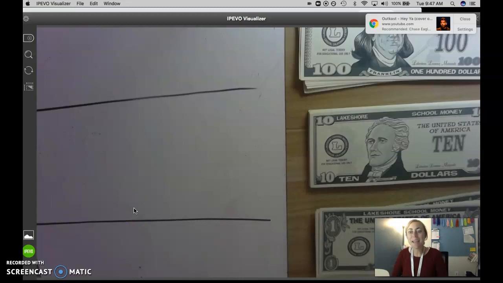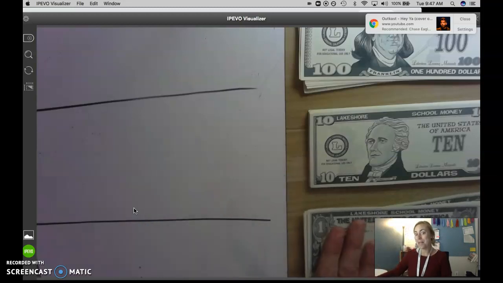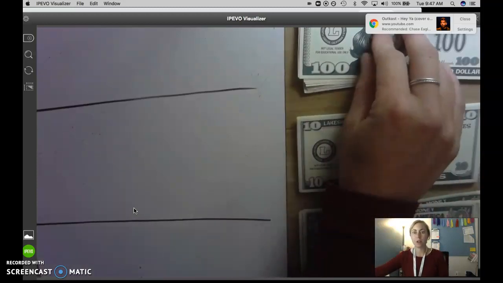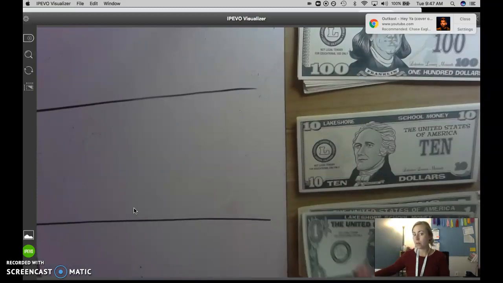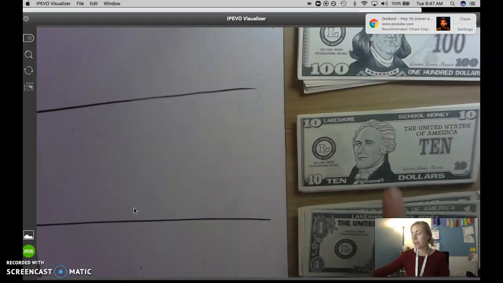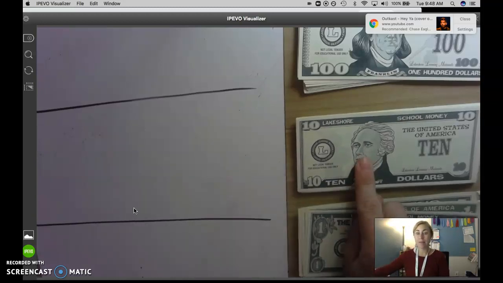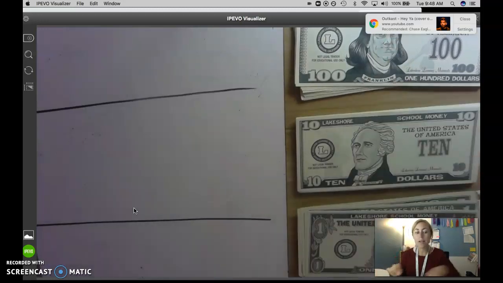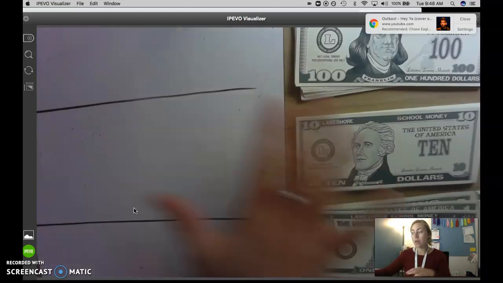Hey guys, today we get to work with money. So I have $1 bills here, $10 bills, and $100 bills. The $1 bill is worth $1, the $10 bill is worth $10, and the $100 bill is worth $100. We're going to count up to 124 using these dollars.